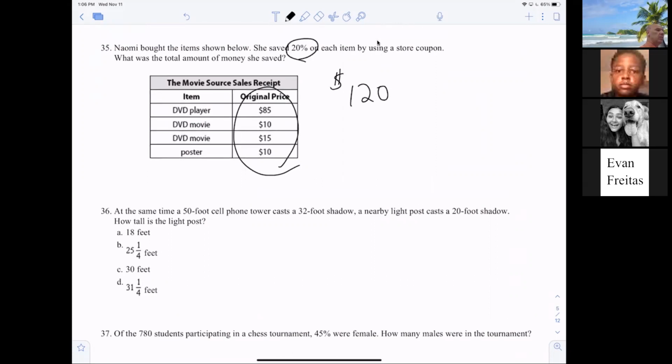So normally you would spend 120, but you have a coupon that says 20% off. Do you want the sale price or do you want the discount? The discount. You want the discount. So all I have to do is take 120 and multiply by 0.20, which should have been $24. So that's how much money you save. All right? That's how much money you save. Is everybody good on that?